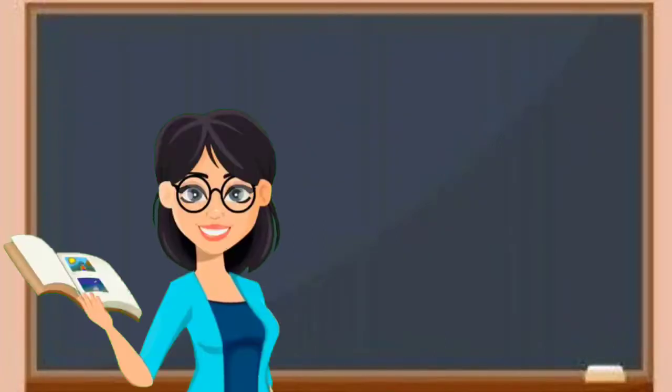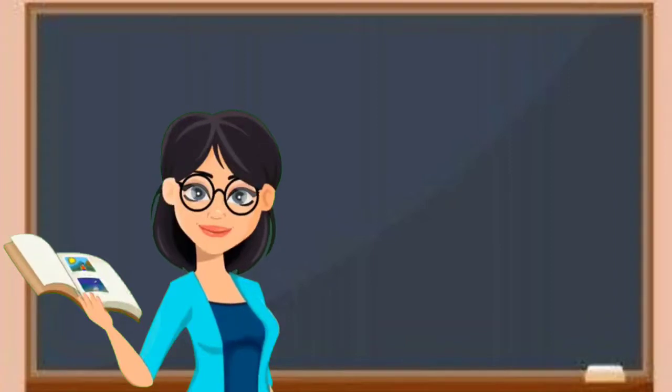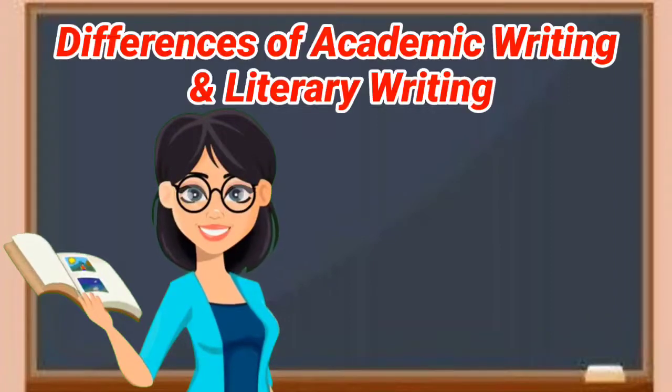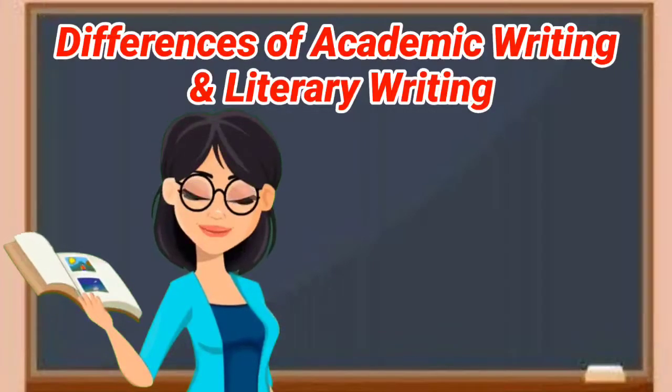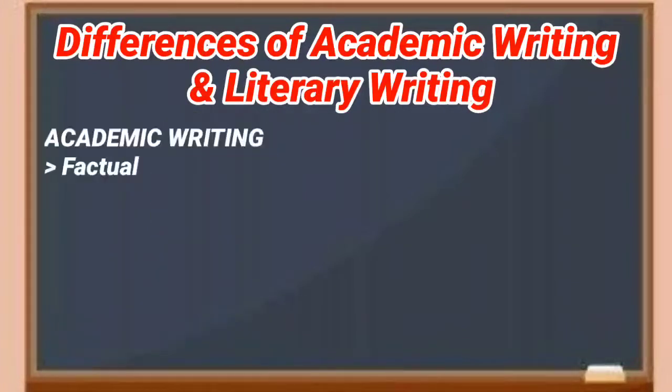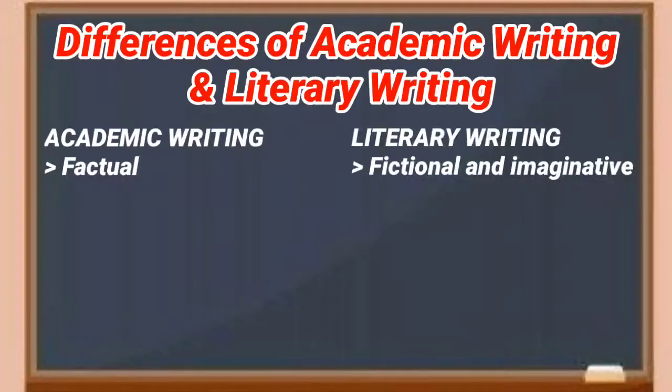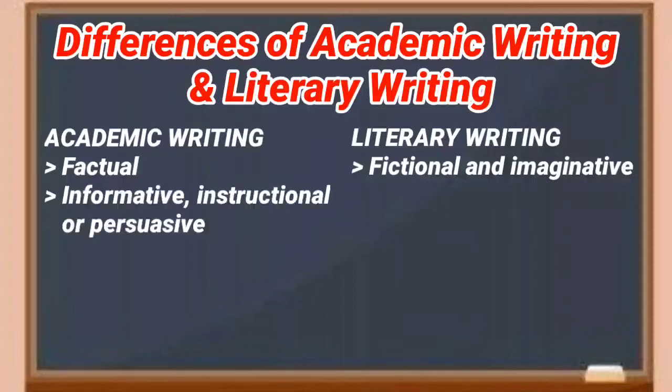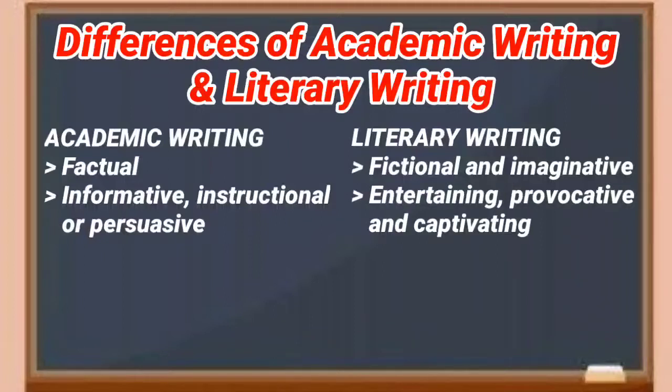To further understand academic writing and literary writing, let us see the difference between the two. In academic writing, it should be factual, while in literary writing, it is fictional and imaginative. Academic writing should be informative, instructional, or persuasive. On the other hand, literary writing is entertaining, provocative, and captivating.